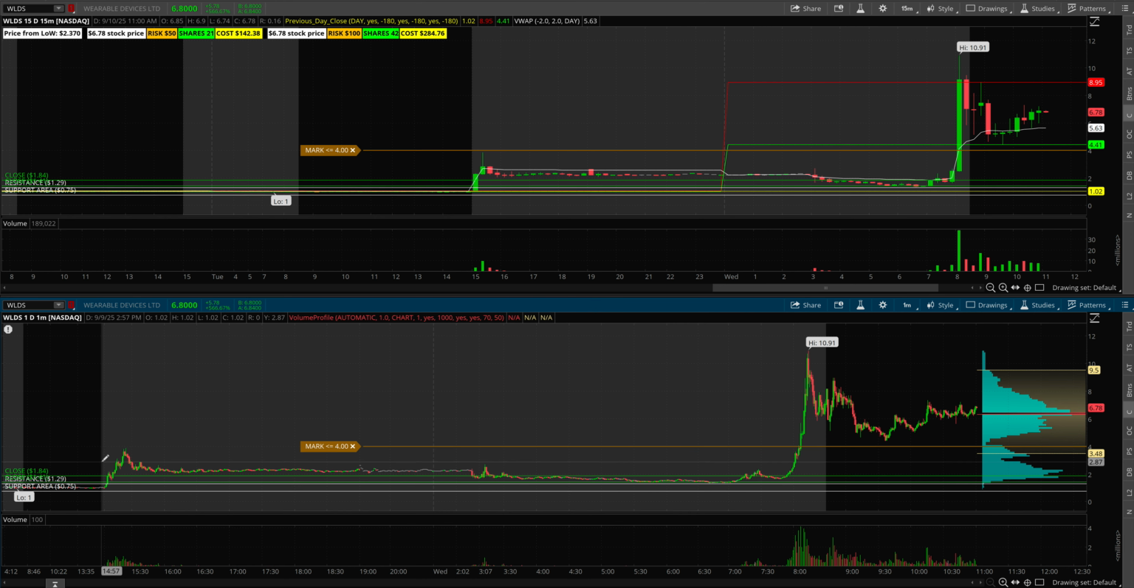So we know there's probably a lot of shorts above this level, right? Above this high. And there's probably a lot of longs below this level, right? Below the low. So knowing that, like I said, we just keep looking for volume.